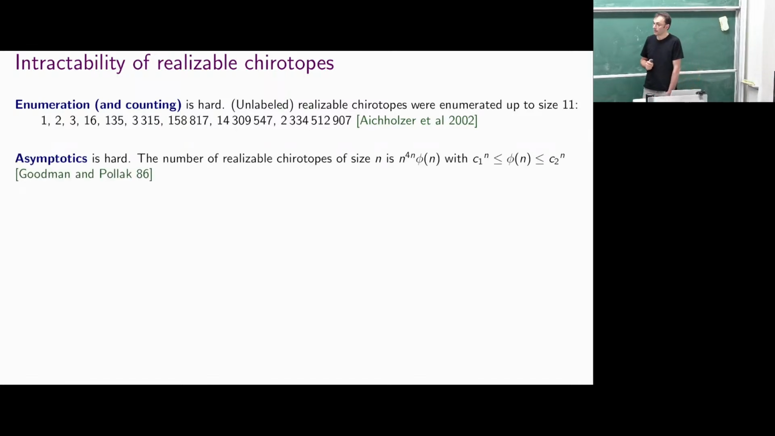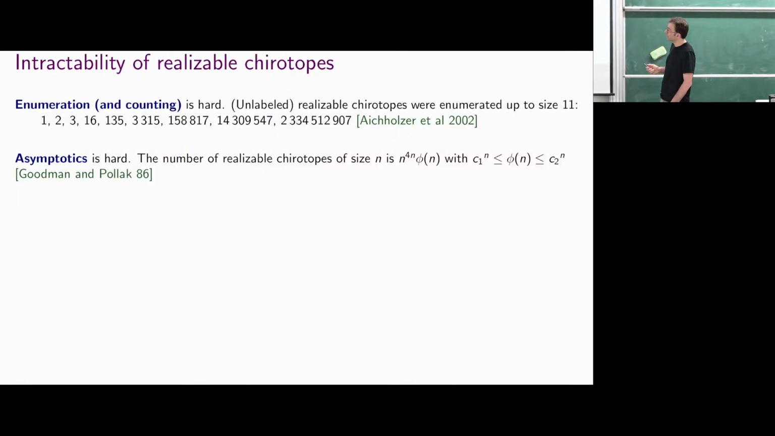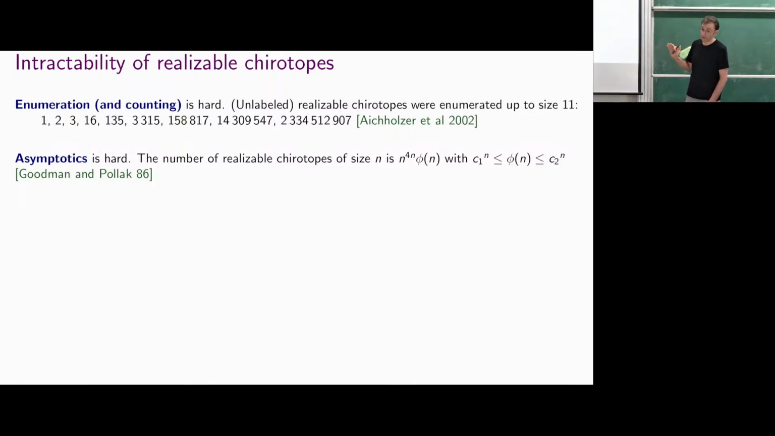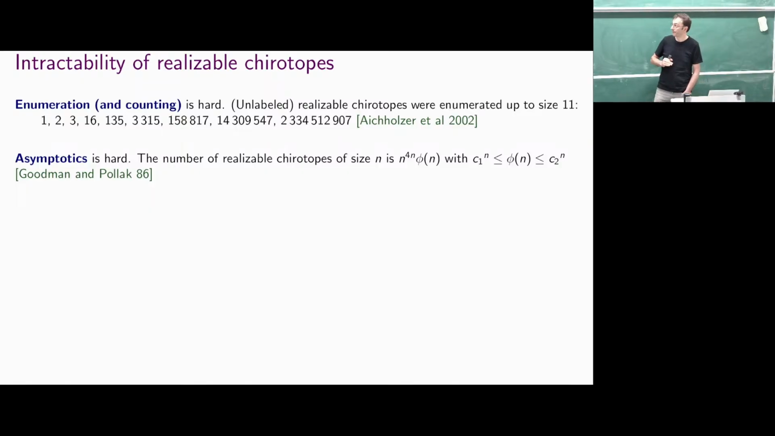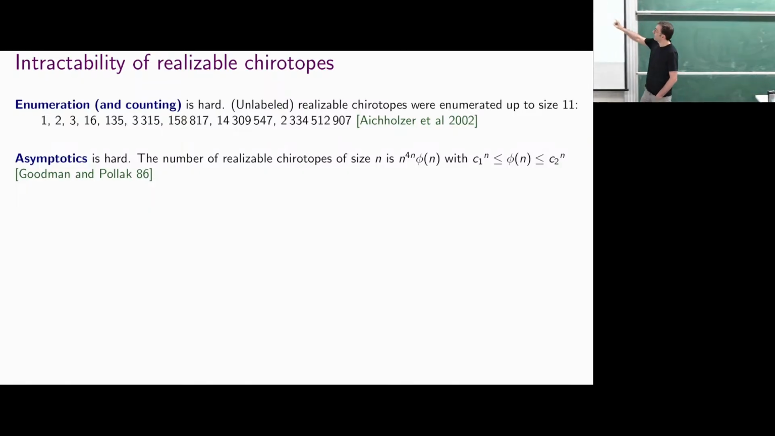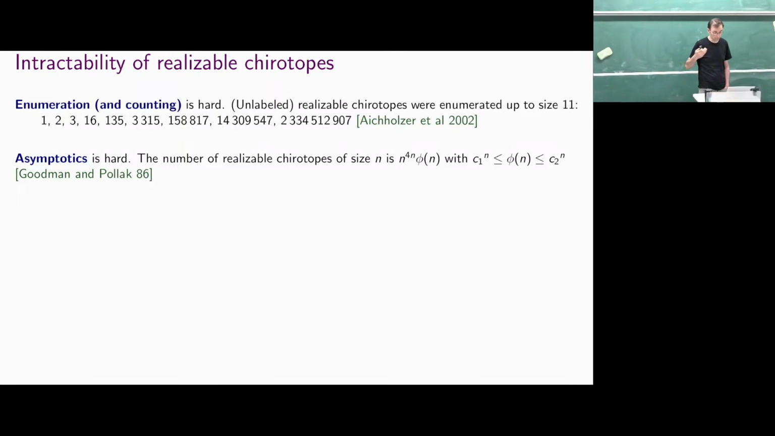Even the asymptotics is hard. So we have known for 40 years that the number of realizable chirotopes of size n, you can write it as n to the 4n times some function that is sandwiched between two exponentials. The current bounds have this with C1 less than 1 and C2 more than 1. So we don't even know if the number dominates or is dominated by n to the 4n. Okay, so we have the first order term, but there is some exponential noise on the line.